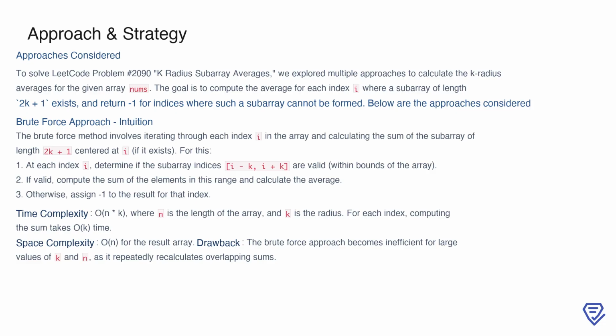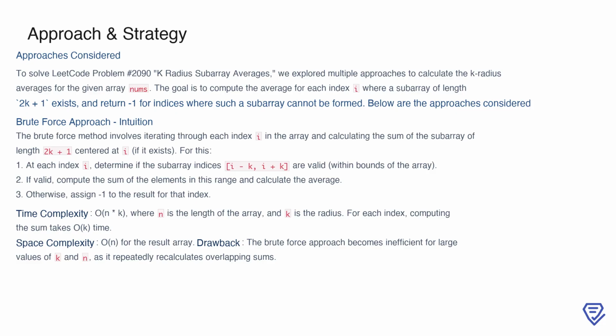The first approach we considered is the brute force method. Here, we iterate through each index in the array and check if the subarray indices, I minus k to I plus k, are valid, meaning they fall within the boundaries of the array. If valid, we calculate the sum of the elements in this range and then compute the average. For indices where the subarray doesn't exist, we simply assign -1.